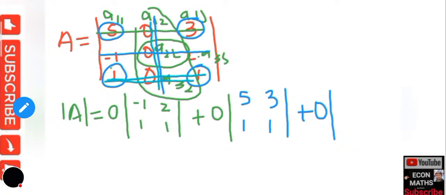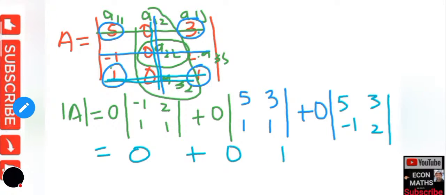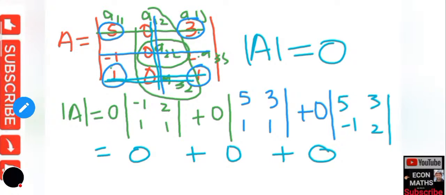Now deleting this very row and this very column, we are left with 5 minus 1, 5 minus 1, 5 minus 1, 3 and 2. We don't need to actually write this. We can see here 0 times this determinant is 0, plus 0 times this determinant is 0, plus 0 times this determinant is 0. So the determinant is equal to 0.